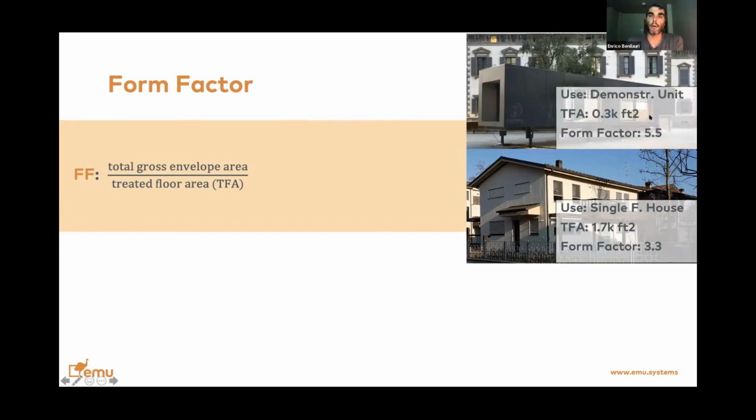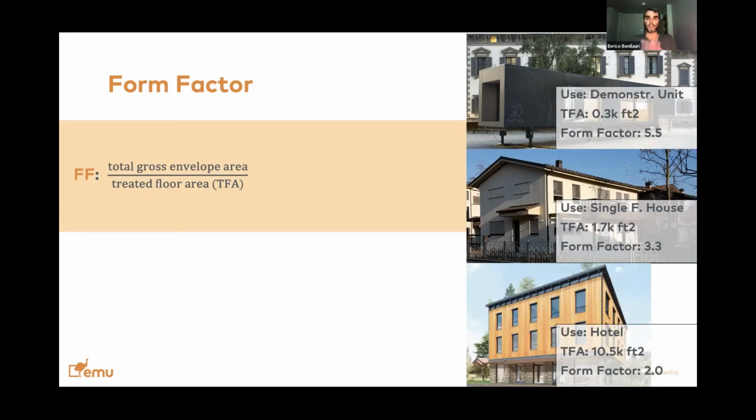Smaller unit at the top, we have about 300 square feet. This is kind of a tiny house. It was built to be a demonstration house back home in Italy. And because it's so small, the form factor is much higher, 5.5. It becomes more difficult to meet the passive house standard or any energy efficiency, because per square foot of your building, you have more square foot of your building envelope. So the form factor is a very important qualitative number to look at in designing buildings.